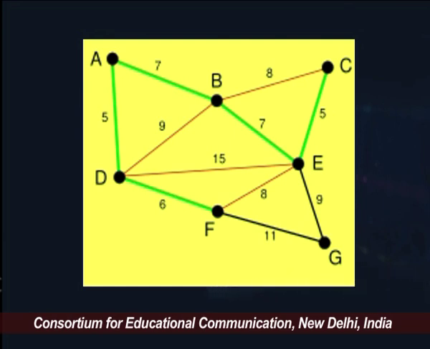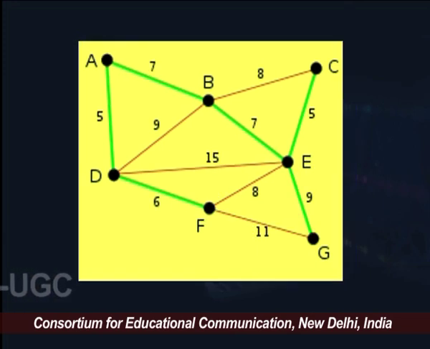Next edge weight is 9. So here we have DB. So if DB is to be included, that will again create a cycle which is A, B, D. So here we are discarding DB as well. Now the next edge which is available with weight 9 is EG. So we can safely add this EG, and also we need to keep a tab on the number of edges.